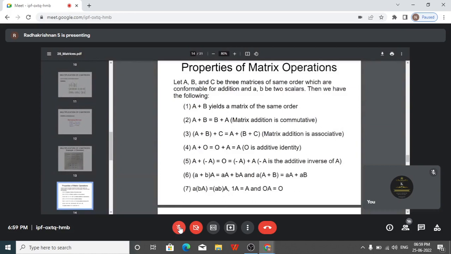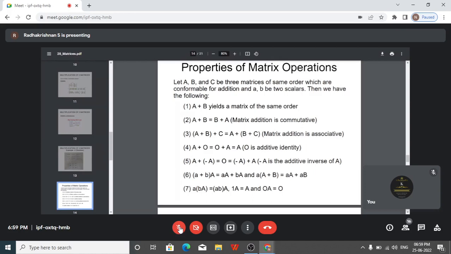Next, A plus minus A equals O equals minus A plus A. When we do A plus minus A, all the elements cancel out, don't they? We add the corresponding elements of A and minus A, and they all become zero. So it will become a null matrix. Similarly, minus A plus A is also going to become a zero matrix.